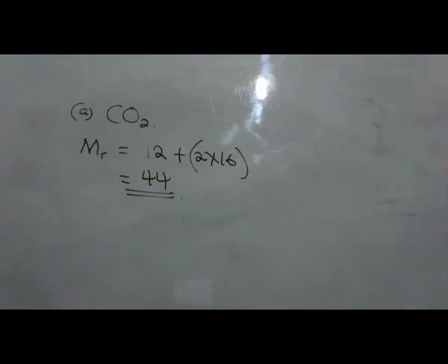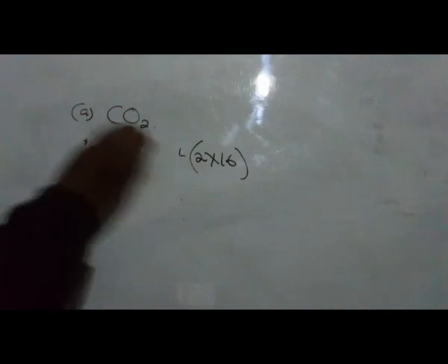So that is the answer. As simple as that. Hence the relative molecular mass of carbon dioxide is 44. We just leave it as 44. Don't put grams, just leave it as 44. Let's move on to the next part, part B. We are still on the relative molecular mass.